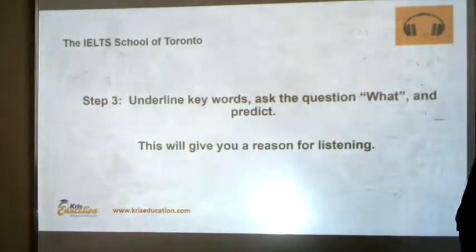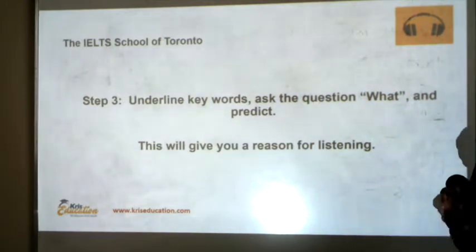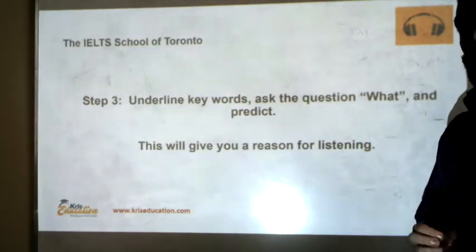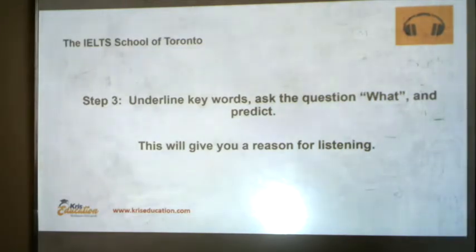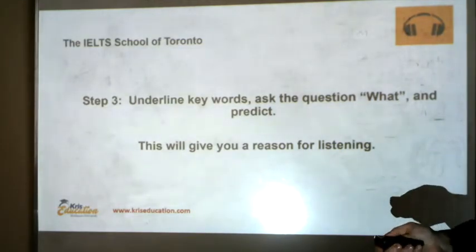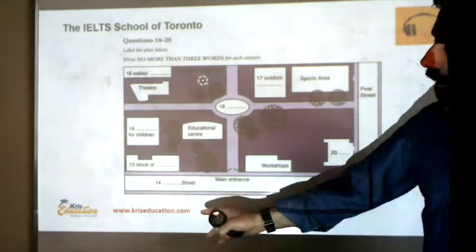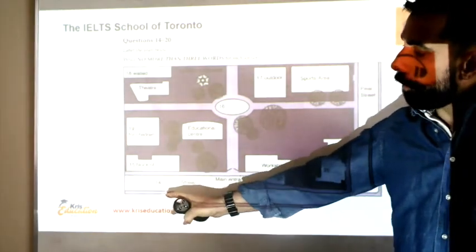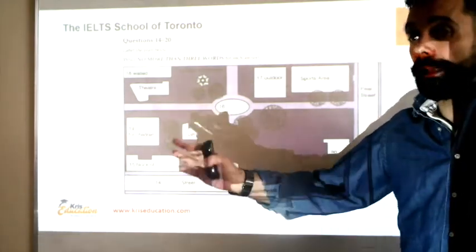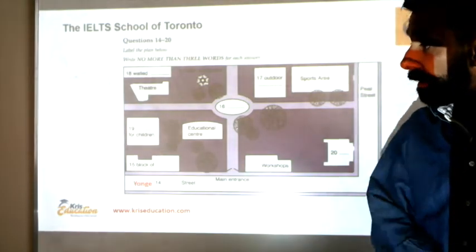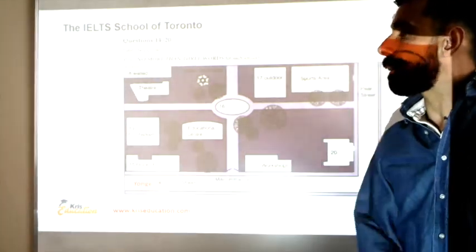And the other thing that you need to do in IELTS is underline the keywords for each question and predict. It is very, very important to write down actual words when you predict. Like in this case, number 14, just ask what street. It can be any street. Write down the name of a street, something like Young Street.